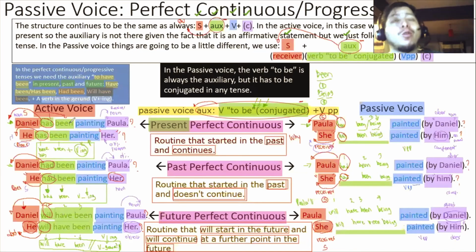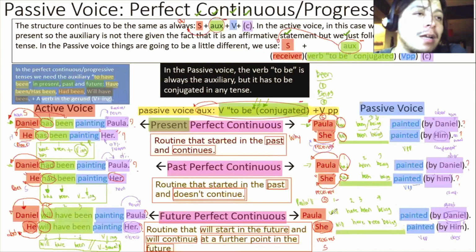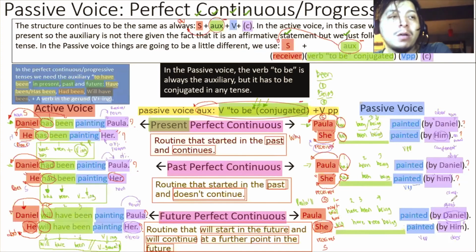Ahora, el futuro perfecto en voz pasiva, en pregunta y en negativo. Inauguramos el auxiliar de cuatro palabras, pero la regla es la misma. La primera palabra se lleva el negativo, entonces diríamos, Paula won't have been painted by Daniel. O she won't have been painted by him. Ella no habrá estado siendo pintada por él. Paula no habrá estado siendo pintada por Daniel. Es la misma cosa. Siempre es igual.